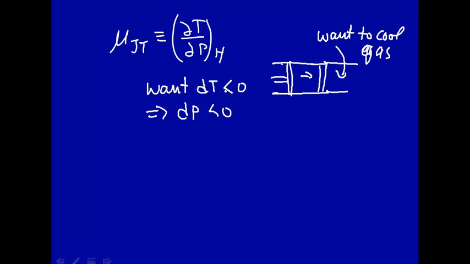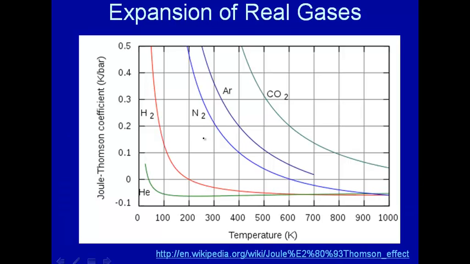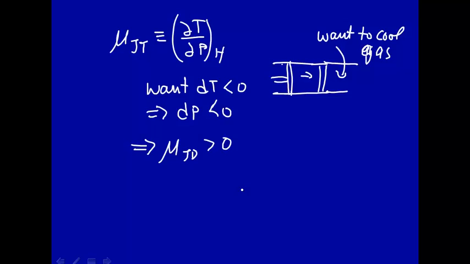We want to cool the gas, we want dT less than 0, which means we're going to have a pressure drop. The pressure change here is less than 0. So this implies if you want to cool the gas when you expand it, you want the Joule-Thomson coefficient to be greater than 0. You want a positive Joule-Thomson coefficient. It turns out if you actually measure this, how temperature changes with pressure in a constant enthalpy process, what you find is that it varies with temperature. Okay, and we said that we need a Joule-Thomson coefficient positive.